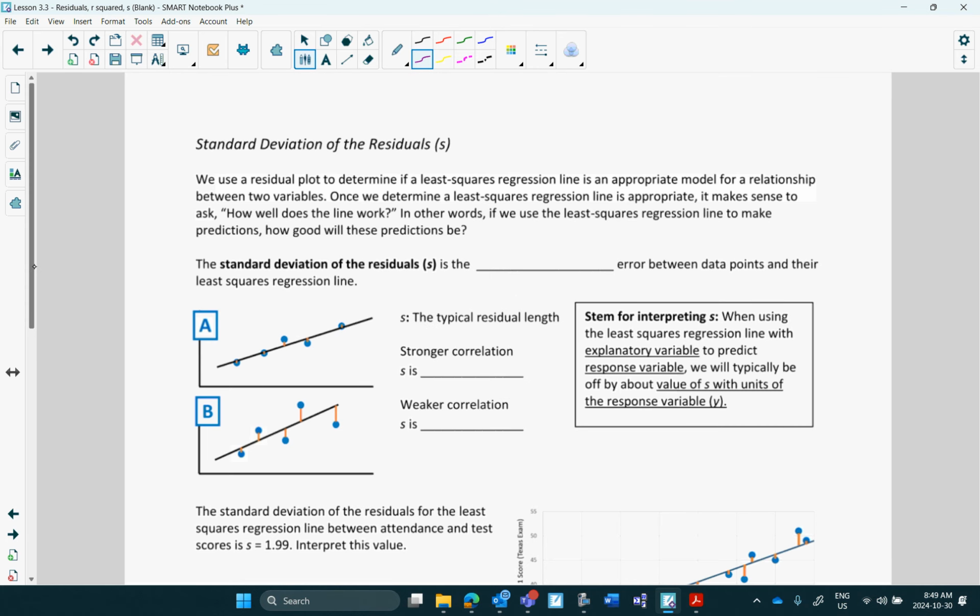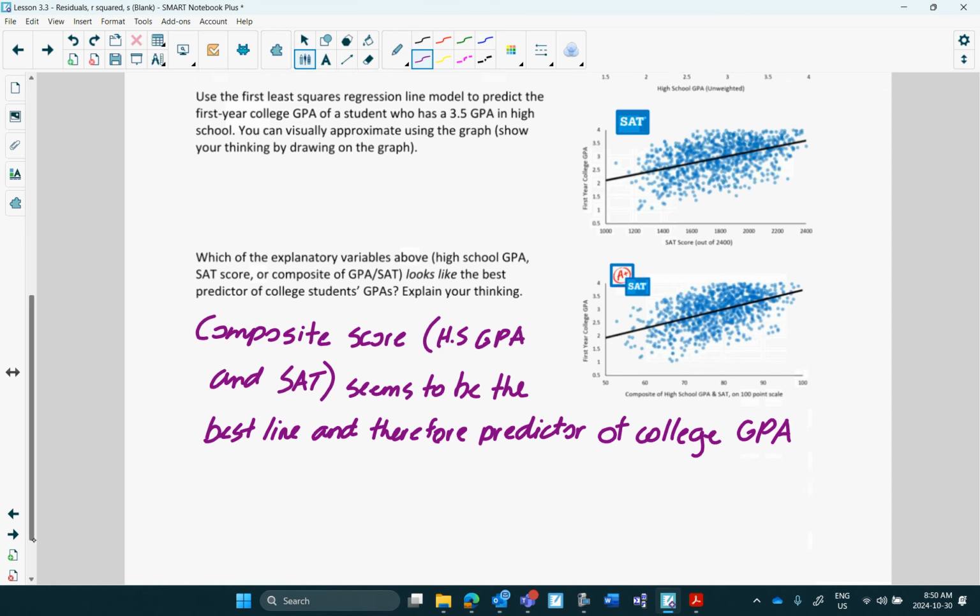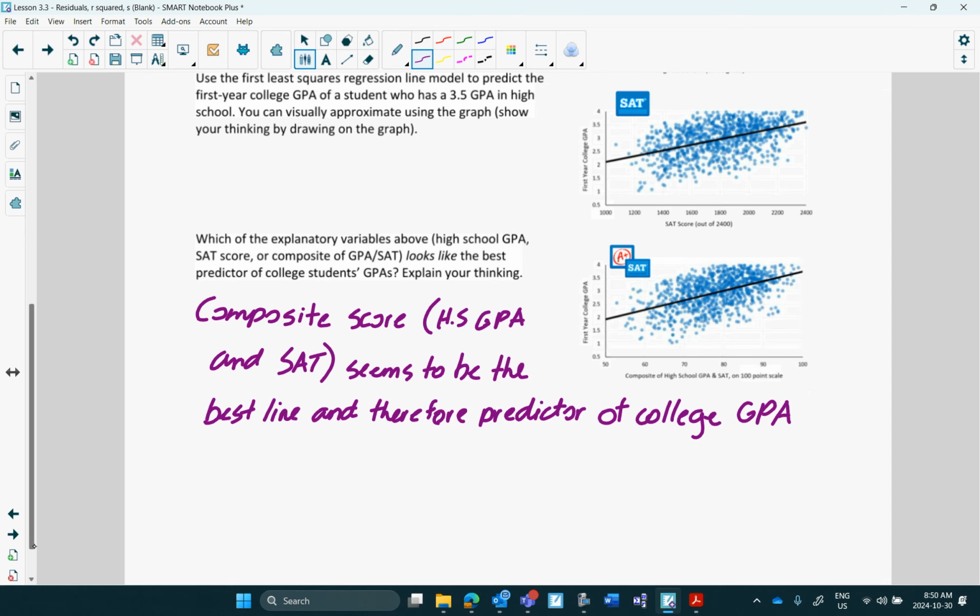Anybody need that stuff? Sorry. Wait for a second. Good. Okay.